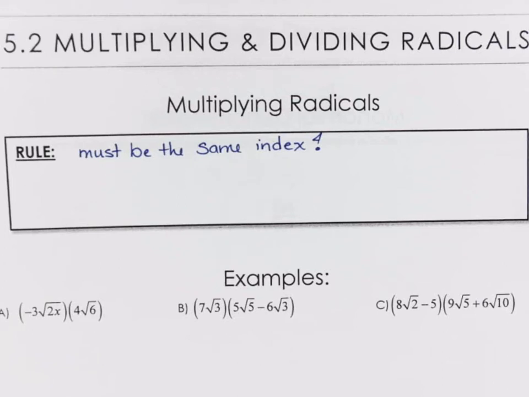It's an exclamation point. It's great. So the rule is they must be the same index, and then when multiplying, you multiply coefficients, and then you multiply radicands. Okay, does that make sense to everybody?